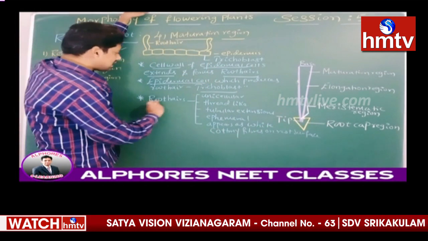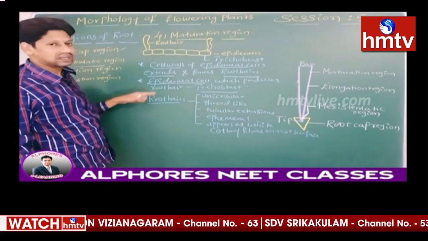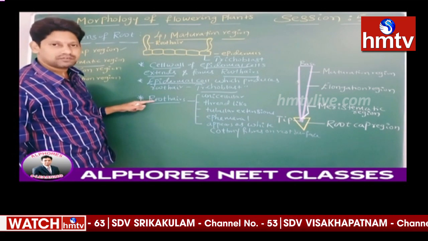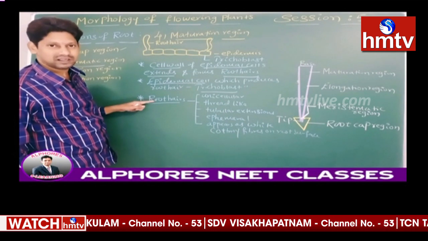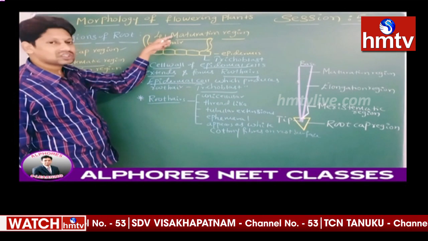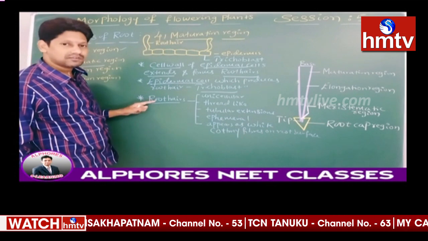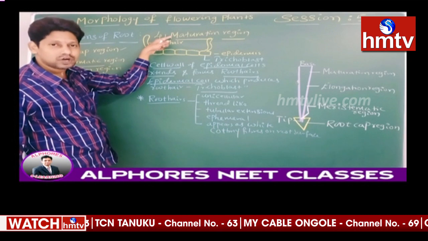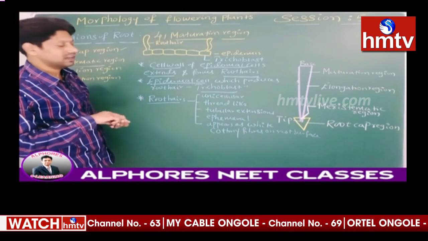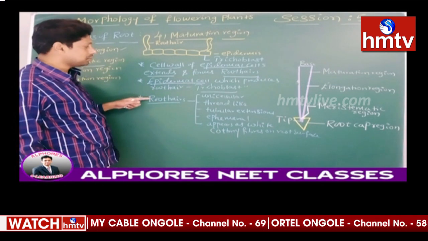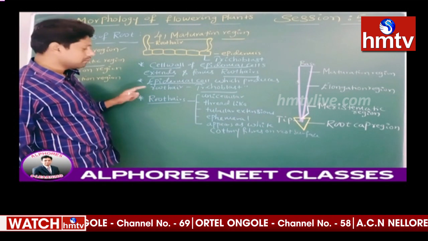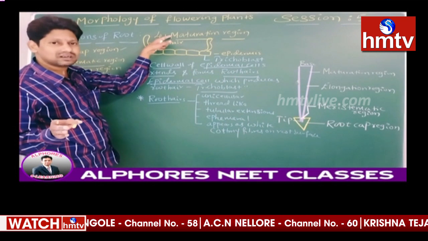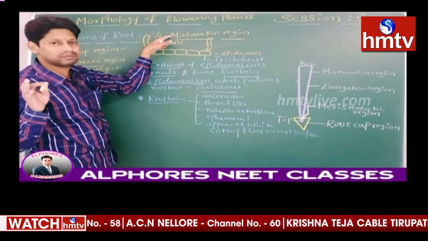Root hairs are present in which region? Maturation region. What is the function of root hairs? Absorption of water and minerals from the soil. Root hairs help in absorption of water and minerals from the soil, and these root hairs are present in the maturation region. So the maturation region helps in absorption of water and minerals from the soil.